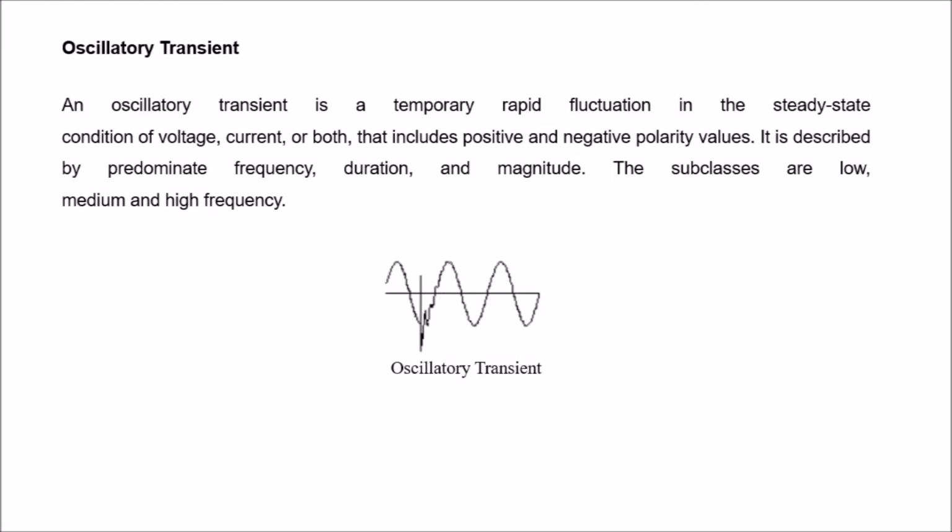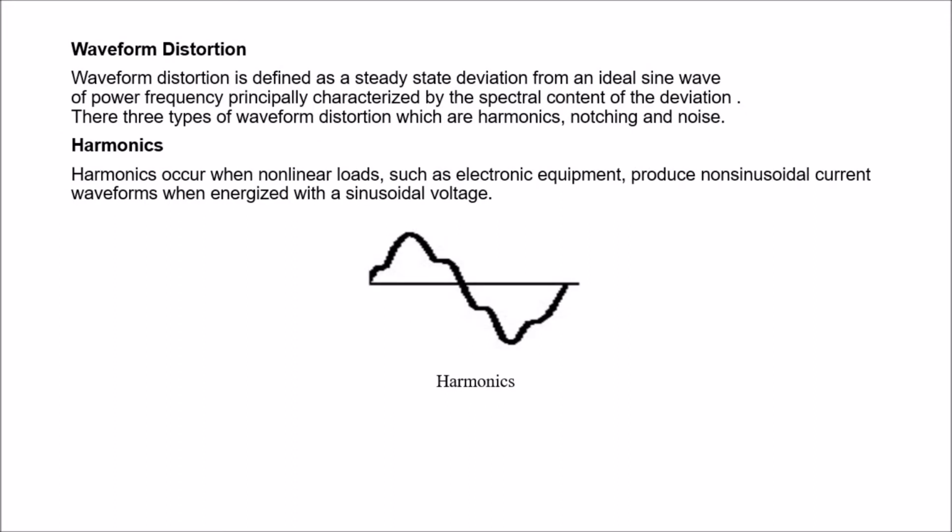An oscillatory transient is a temporary rapid fluctuation in the steady state condition of voltage, current, or both that includes positive and negative polarity values. It is described by predominant frequency, duration, and magnitude. The subclasses are low, medium, and high frequency. And this is a waveform distortion slide.